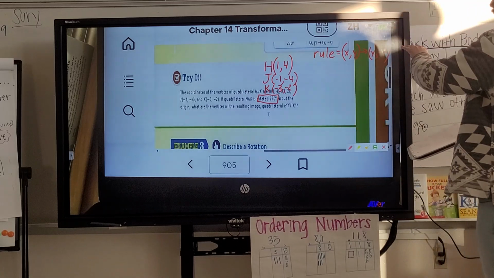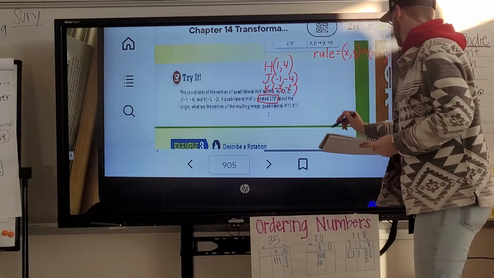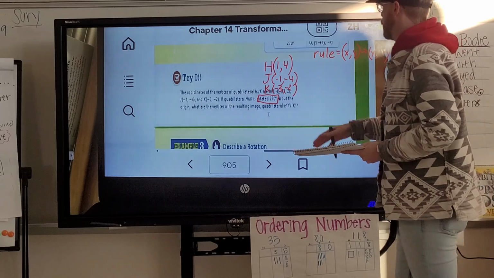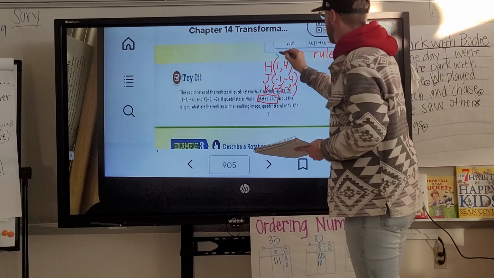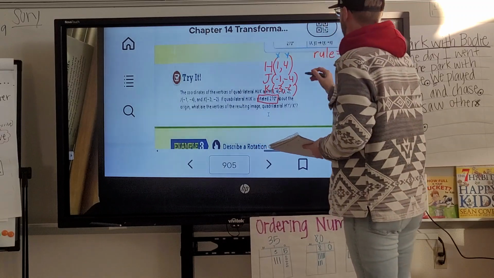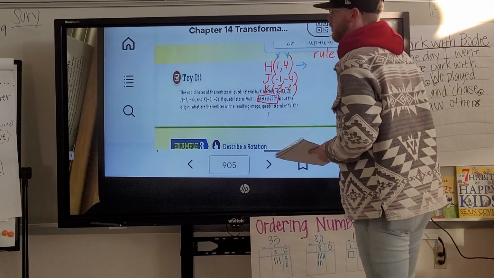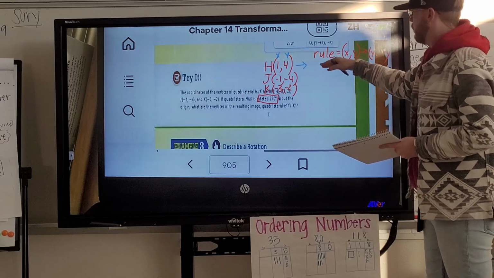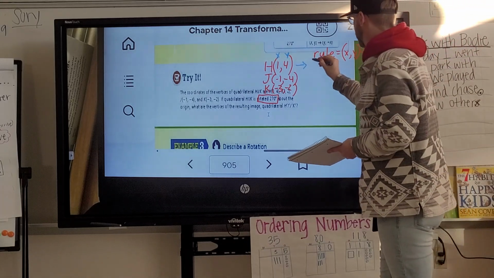So as you can see, that's kind of flipped here, and I'm going to mark the new coordinates. For H, I know this is my x, this is my y. If I rotate that 270 degrees by using this rule, my y coordinate will come first now. So my 4 comes first.